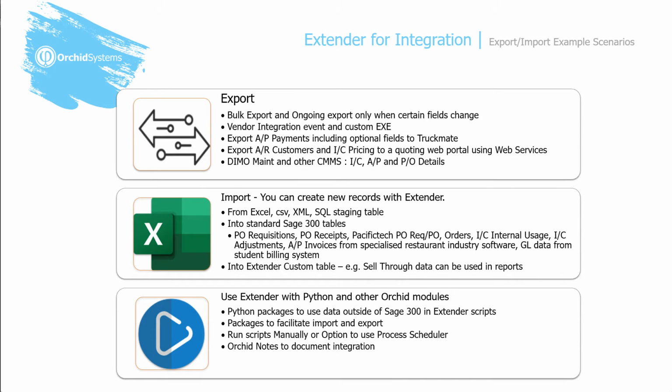Now, to support these imports and exports, you can use Extender and Python packages, which, as we've mentioned before, support such imports, make them more solid, and deal with errors better. You can run those import scripts manually, or you can use Process Scheduler to automate the import process, and you can use Orchid Notes to document the integration. This is particularly relevant when you combine a series of exports and a series of imports into a full connector, like the DemoMain integration package.